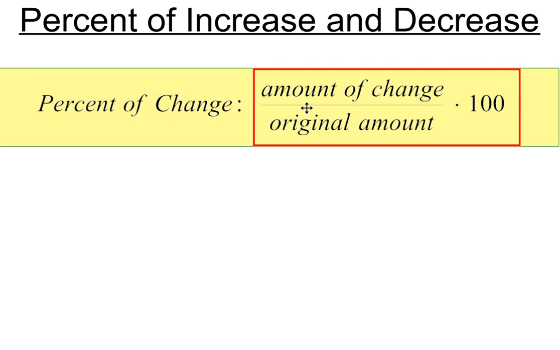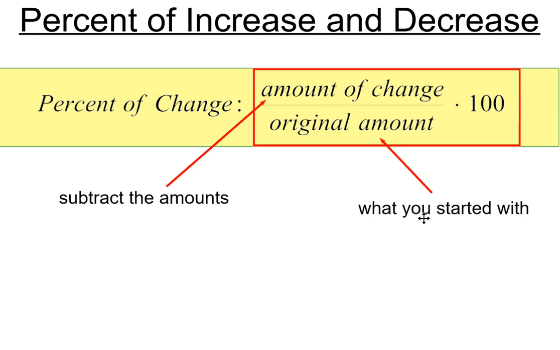We remember that a fraction can be changed into a decimal, and by moving the decimal point 2 places to the right or multiplying times 100, that will change it into a percent. So let's talk more about this little formula here. And we need to understand that the amount of change is basically subtracting the amounts. What did you start with? What did you end with? How much did it change by? And then our denominator is always going to be what we started with.